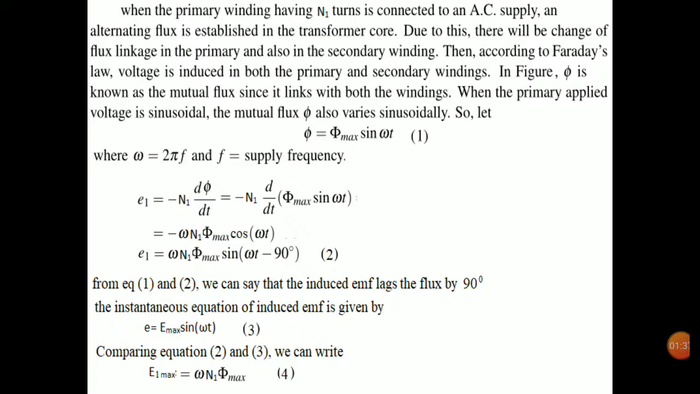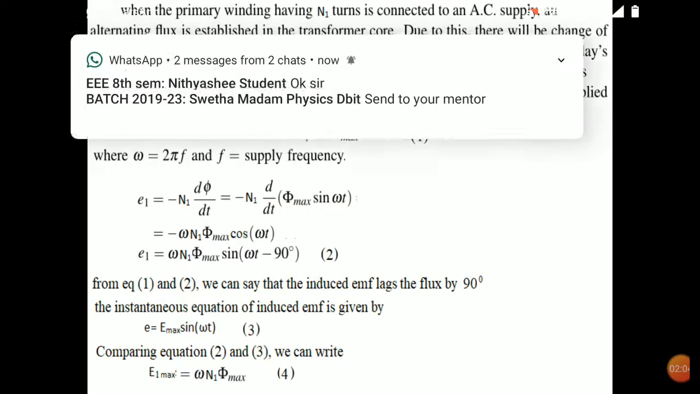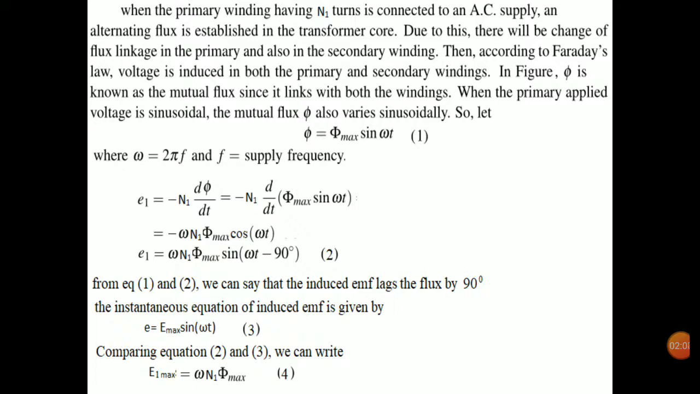E1 is equal to, this is the basic Faraday's law of electromagnetic induction equation, E1 is equal to minus N1 into d phi by dt. From equation 1 we can write phi as phi m sin omega t. Substitute that in this equation. So minus N1 into d by dt of phi max sin omega t. Phi max is a constant term, so we will bring that outside the differentiating term. So we will get minus omega N1 phi max. The differentiation of sin omega t is cos omega t. So after simplification, we will get E1 is equal to minus omega N1 phi max cos omega t.